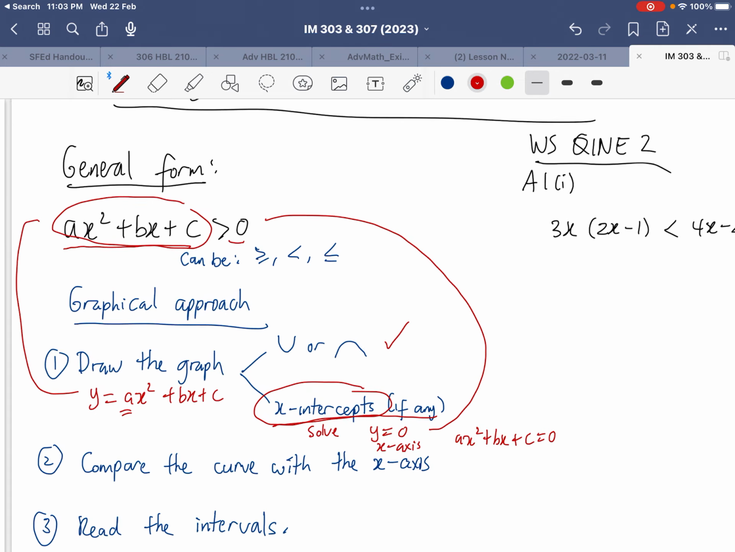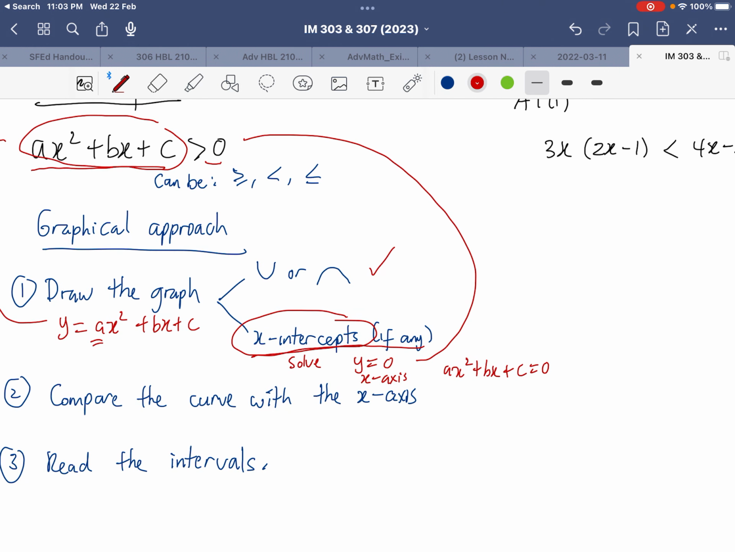All right? Then after we are able to draw the graph, we can compare with the x-axis here. Then we can read off the interval from the relationship that we want. We want the curve to be greater than 0, right? Meaning it will be above the x-axis. Which part is above? It is the part of the graph that is above the x-axis, which is here, the one that I shade in blue here.